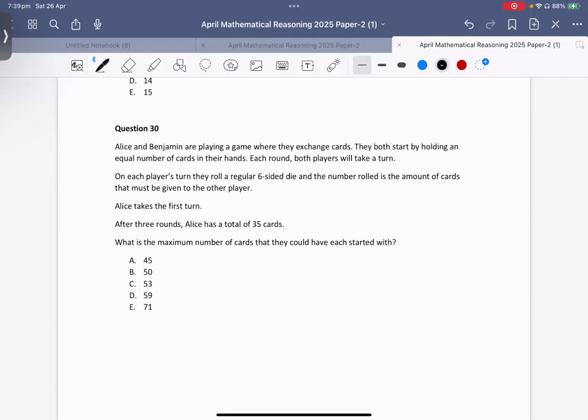So we know that they give out however many cards they roll, right, on the die. So what's the maximum number of cards that Alice can give away?